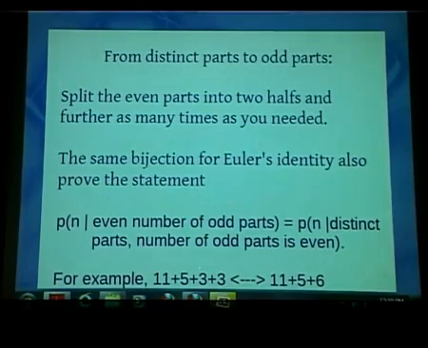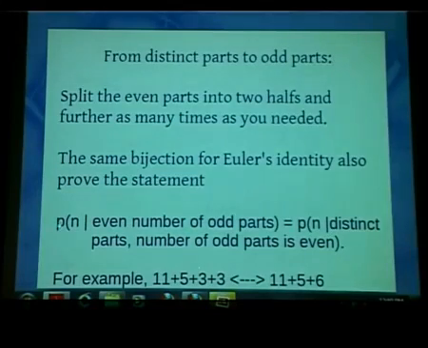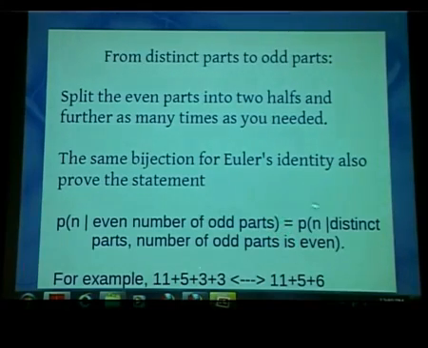Now the same bijection, splitting and merging, will give a bijective proof for another statement: the number of partitions of n having an even number of odd parts is the same as the number of partitions having all parts distinct where the number of odd parts is even.